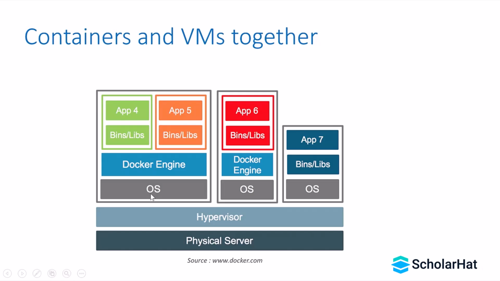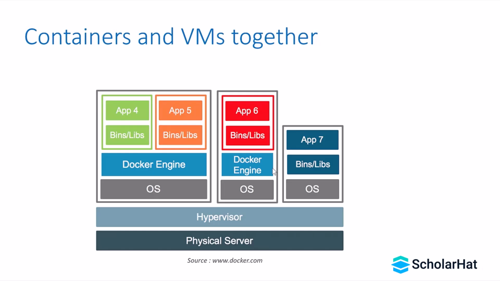At the level of two of the VMs, say VM1 and VM2, we install Docker. Docker has its own container-based applications: application 4 and application 5, and the second VM also has its own application, application 6. The third VM does not have any Docker; it does not have containers. So this is the way containers can be used along with a virtual machine.